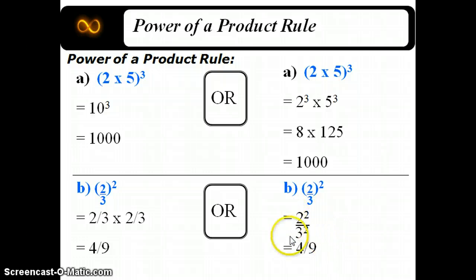So again, if they want you to leave it in exponential form, this is the way you'd have to leave it. If they want you to put it into standard form, you'd have to do it this way. So either way, you'd get standard form. This way, you don't get exponential form, and this way is the only way to get exponential form. So it depends on what they're asking.